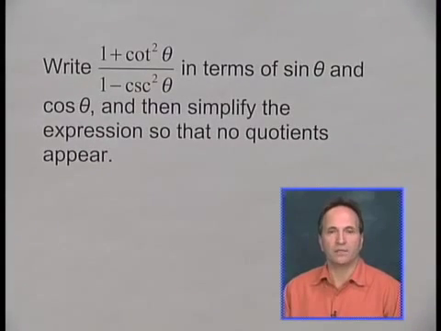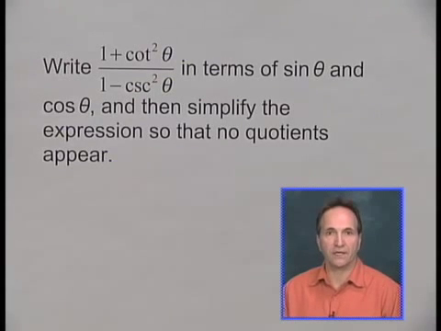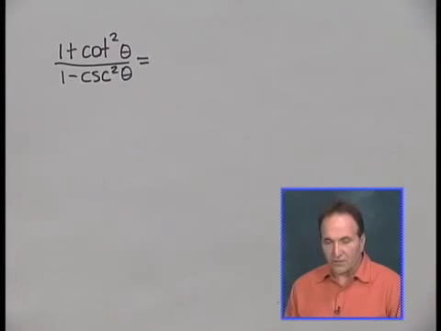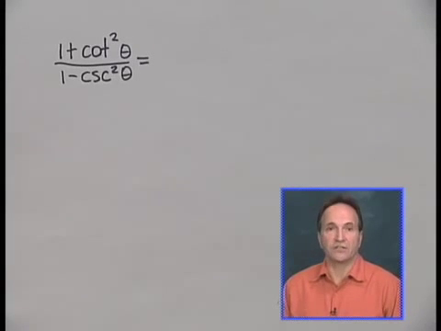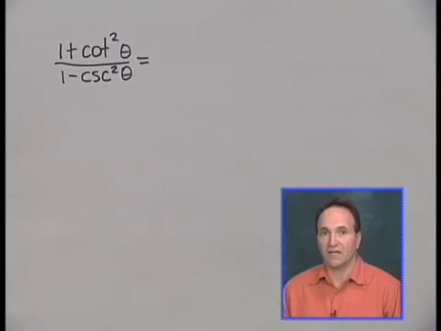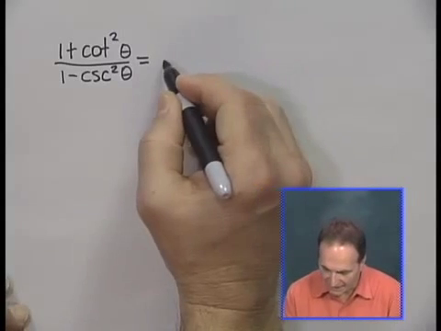Right. Write 1 plus cotangent squared theta divided by 1 minus cosecant squared theta in terms of sine theta and cosine theta, and then simplify the expression so that no quotients appear. What I've done is rewritten that original expression on a sheet so that we'd have enough room to complete it. Let's take a look. So 1 plus cotangent squared theta, we can change cotangent squared theta into cosine squared theta divided by sine squared theta. So let's begin with that.